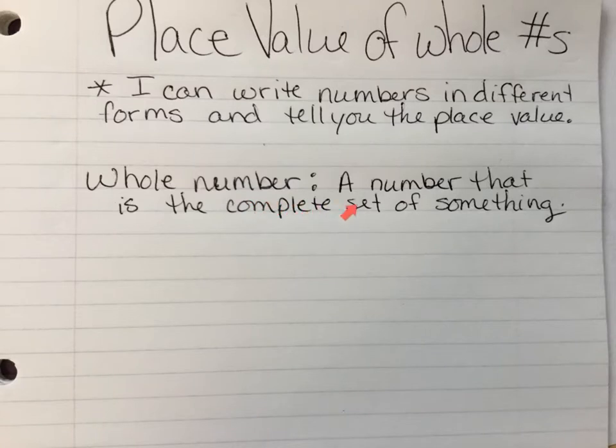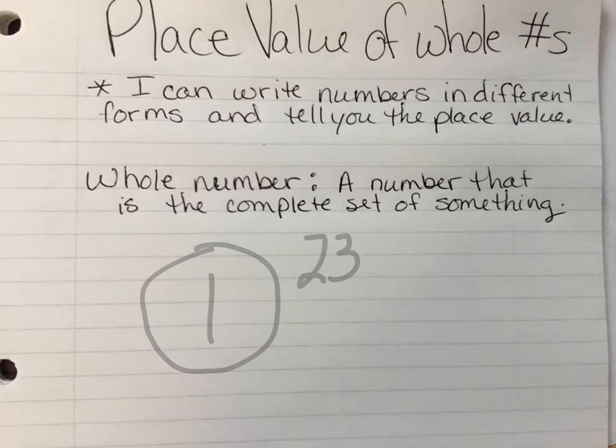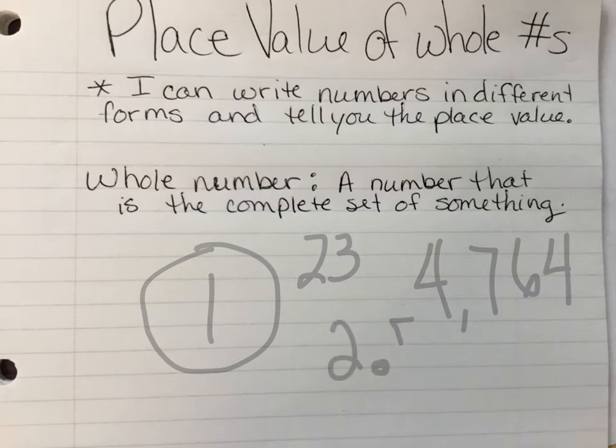Whole number. This is the definition of a whole number. A whole number is a number that is the complete set of something. So, for instance, if I order pizza, when the pizza comes, it is a whole pizza. That is one whole. One is a whole number. Other whole numbers would be like 20 or 23. 23 is a whole number. 4,764 is a whole number. Any number that does not have a decimal. So if I say, oh, it's $2.50, this is not a whole number.